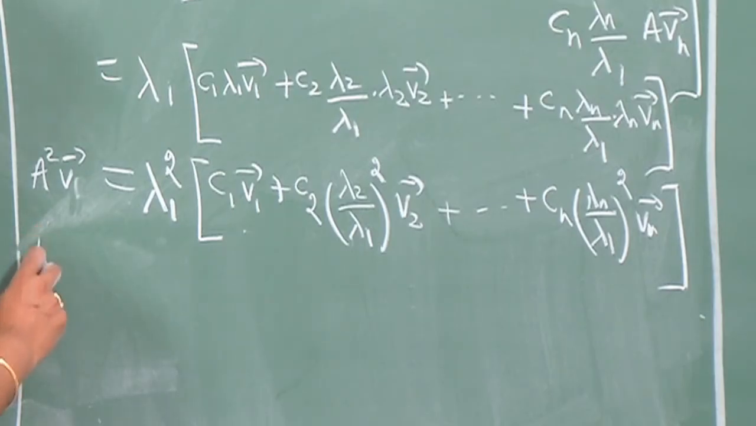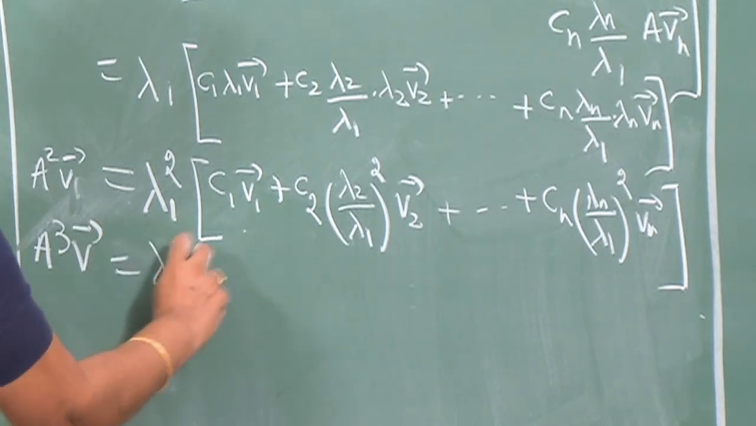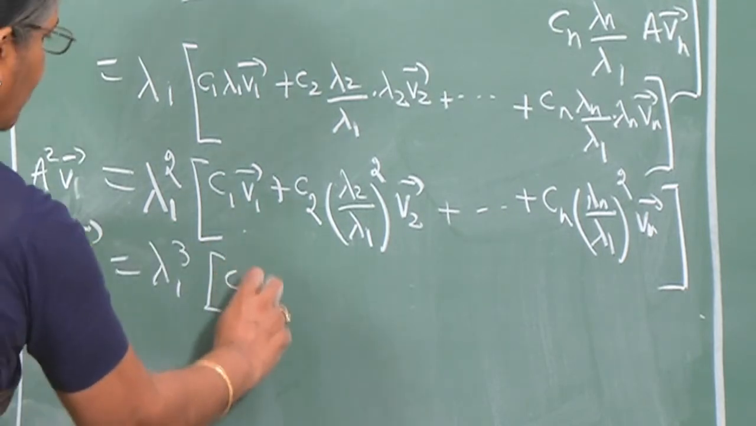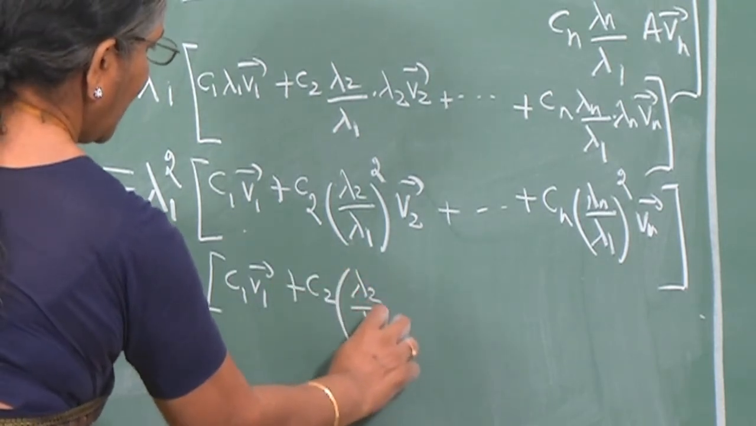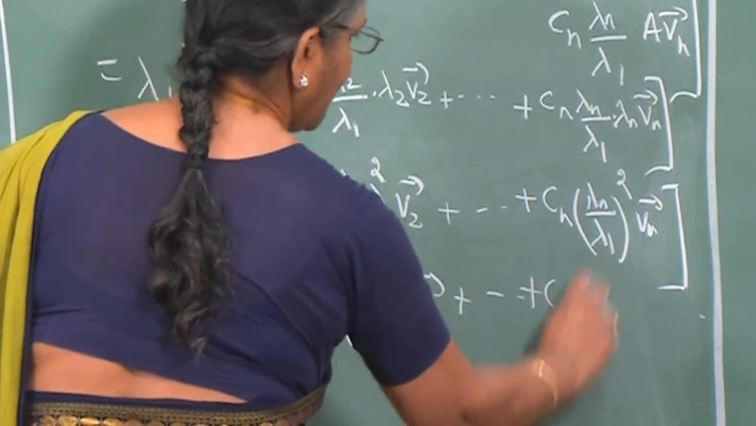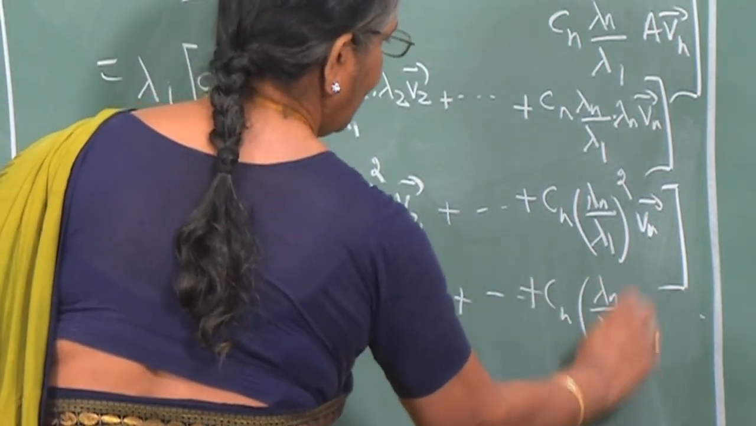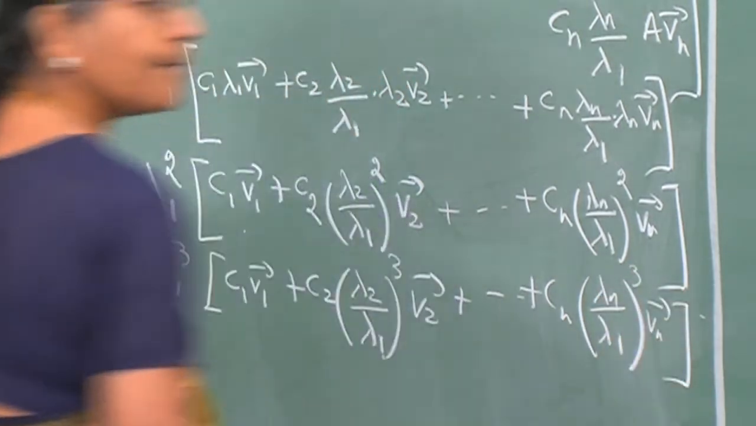So, what do you think you will have when you compute A cubed V? That is going to be lambda 1 cubed into C1 V1 plus C2 into lambda 2 by lambda 1 the whole cubed into V2 plus etc. plus Cn into lambda n by lambda 1 the whole cubed into Vn.